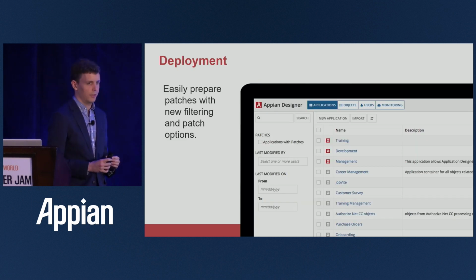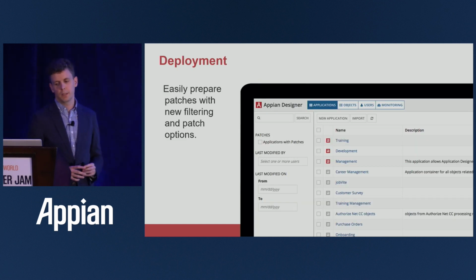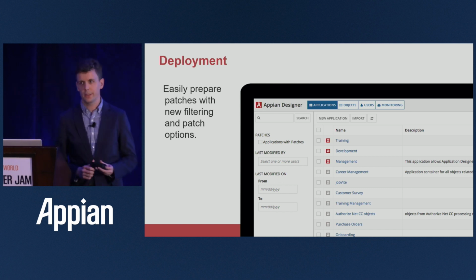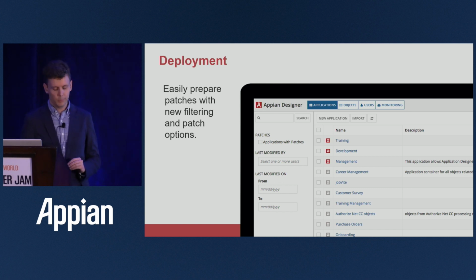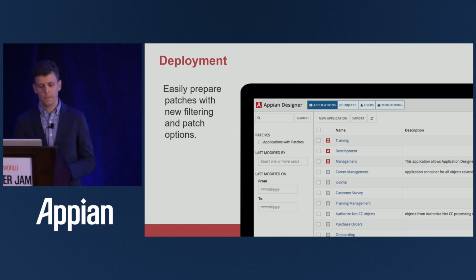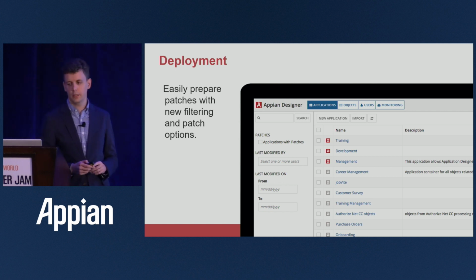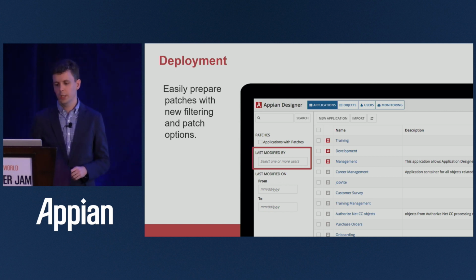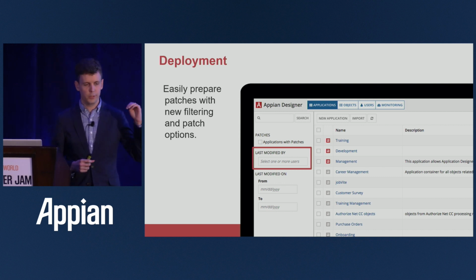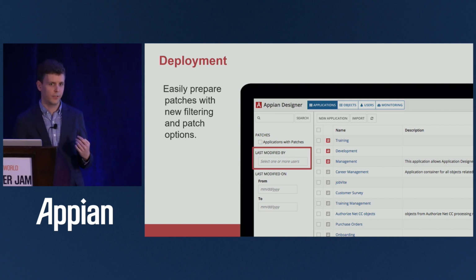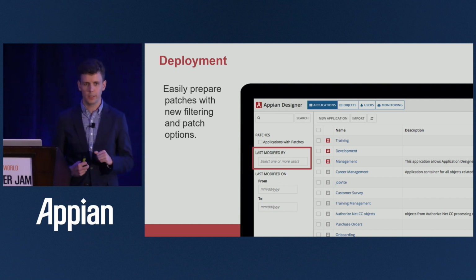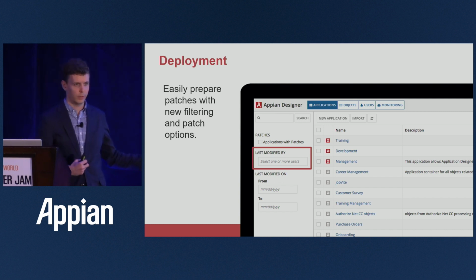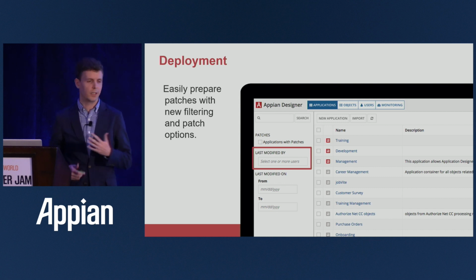Now, building applications is one thing, but you still need to deploy them. And we're very aware that that's something we want to improve on, and been looking at a lot of ways to do that. So new in, let's see, I think 18.2, we have these options for last modified by. When you're seeing what to add to a patch, say, you can now filter by the user who last modified it, both in the applications list if you want to find your application, or in the objects view.